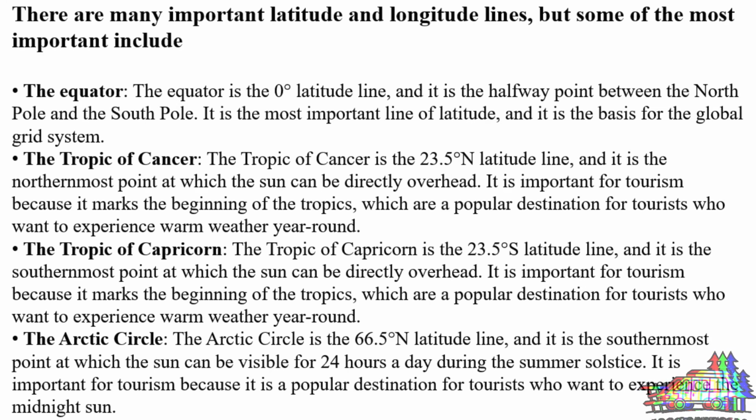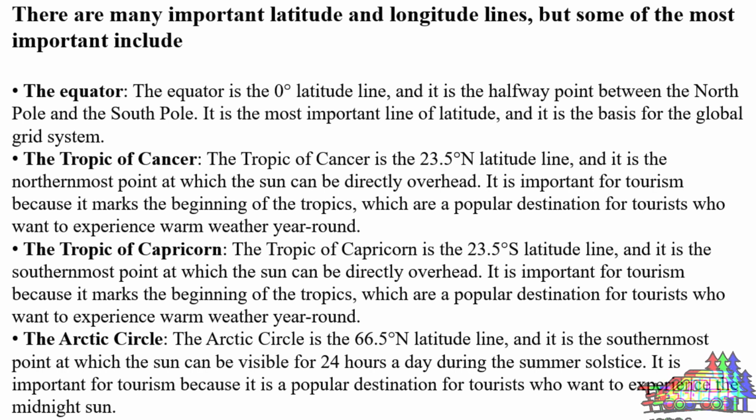There are many important latitude and longitude lines, but some of the most important include the equator. The equator is the 0 degrees latitude line, and it is the halfway point between the North Pole and the South Pole. It is the most important line of latitude, and it is the basis for the global grid system.